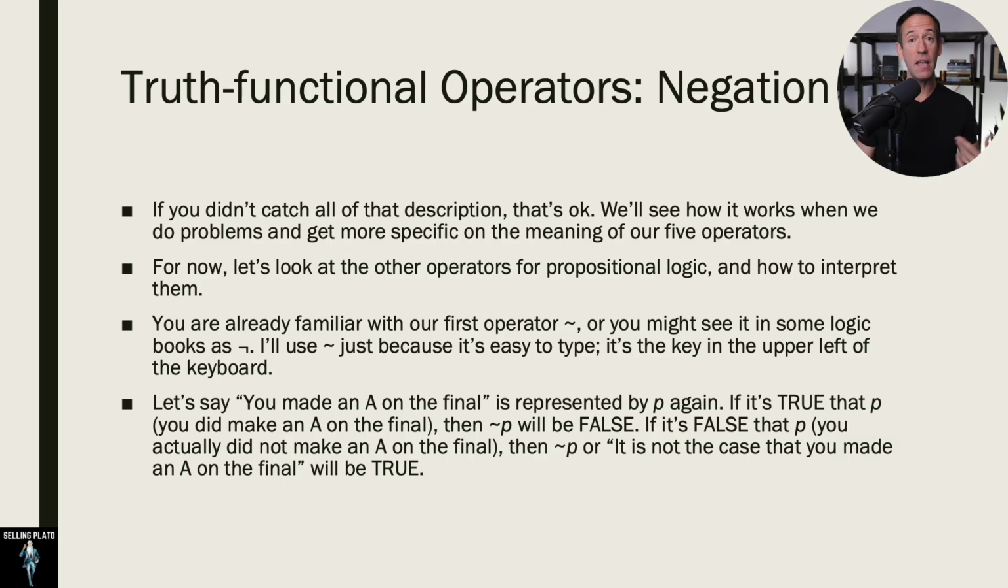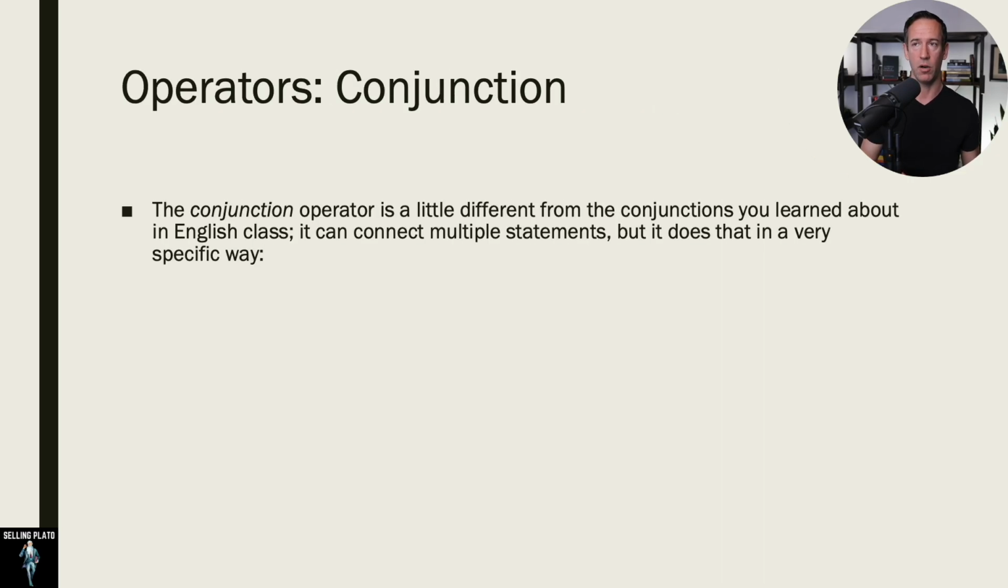Very basic. If it's false that P, the fact of the matter is that you actually did not make an A on the final. If that's the case, then not P, or the statement "it's not the case that you made an A on the final," is going to be true. All right? Very basic of how negation works, starting slow. If you didn't follow that, then go back and make sure that you're tracking with the truth values and negation. But again, the basic point is that negation flips the truth value. All right, that's the most important part.